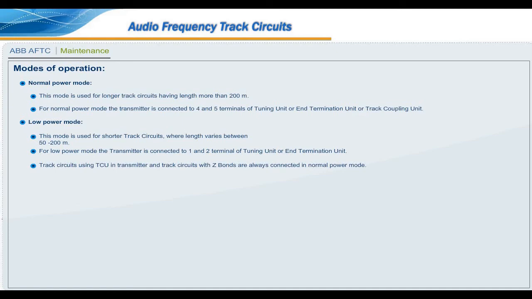Track circuits using TCU in transmitter and track circuits with Z bonds are always connected in normal power mode. For both low power mode and normal power mode, the receiver is connected to 1 and 2 terminals of tuning unit or track coupling unit.